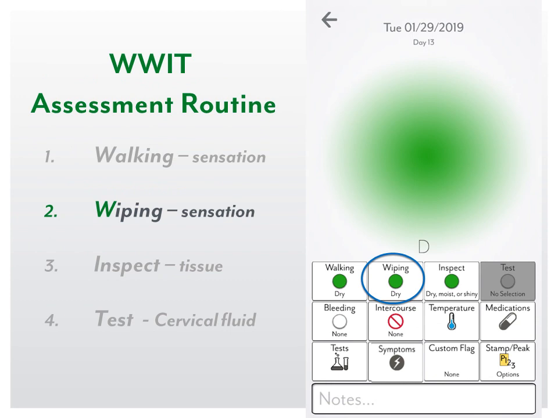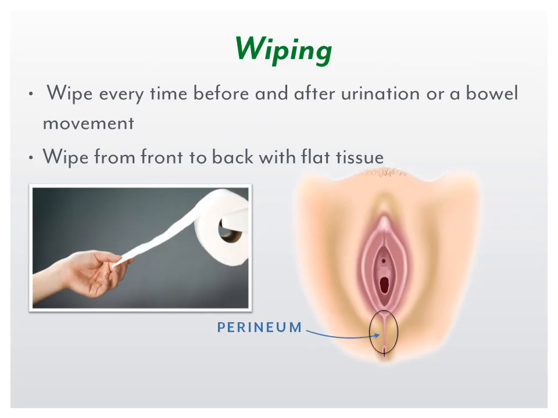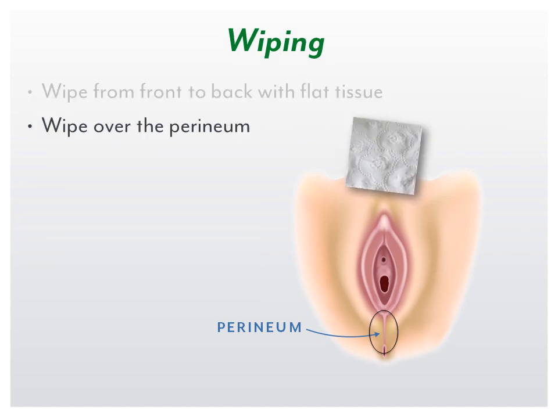Wiping sensation. What do you feel when you wipe with toilet tissue? Wipe every time before and after urination or a bowel movement. Make sure that you wipe from front to back with a flat piece of toilet tissue.